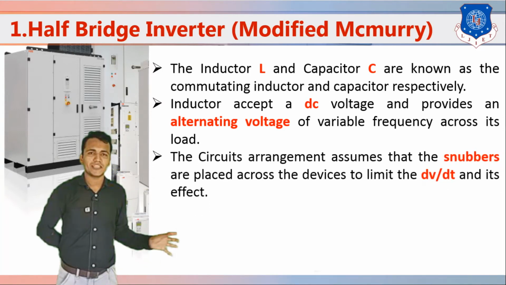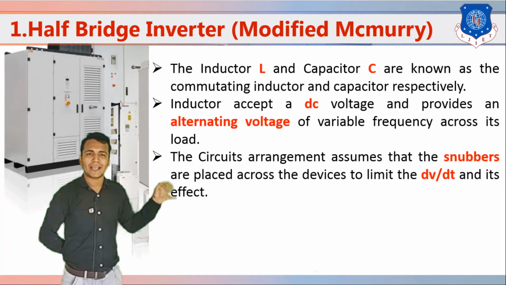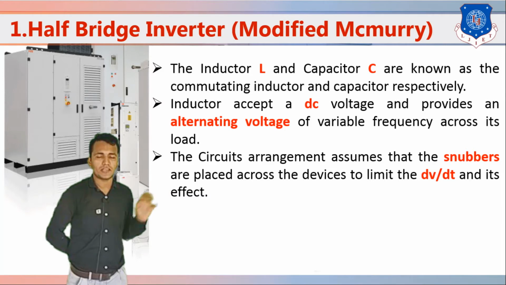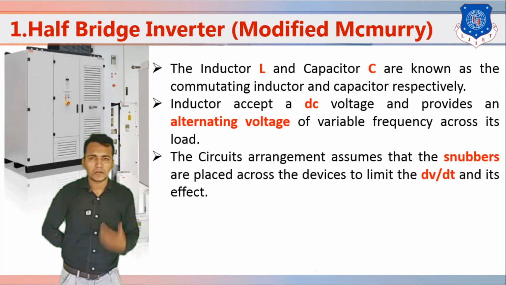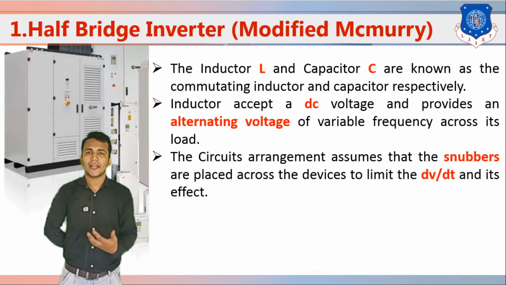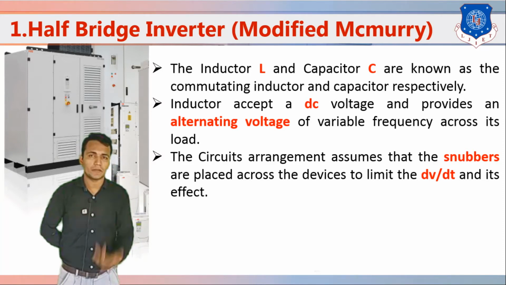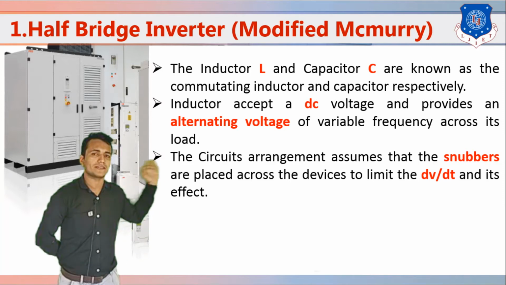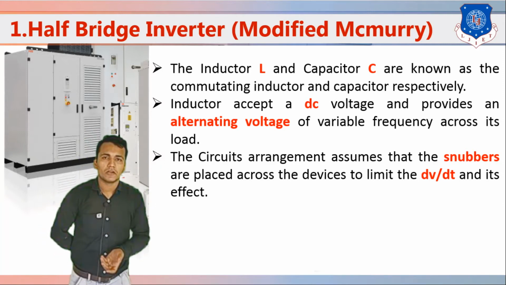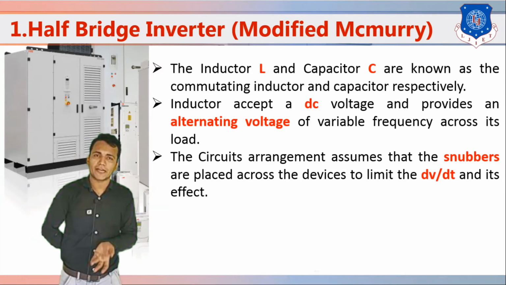Then the circuit arrangement assumes that snubber circuits are placed across the device to limit the dV/dt and its effect. So we have already discussed that to protect our thyristor, we have connected the diodes D1 and D2. Those diodes are called feedback diodes, or it is called a snubber circuit also. Okay, so here we have the snubber circuit, that is our feedback diodes.